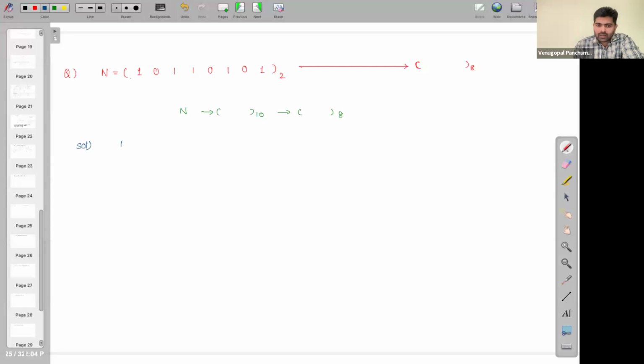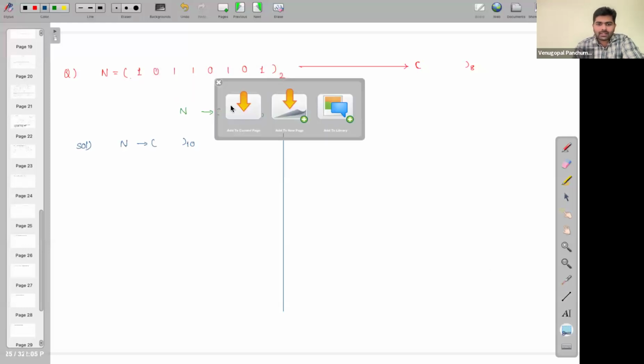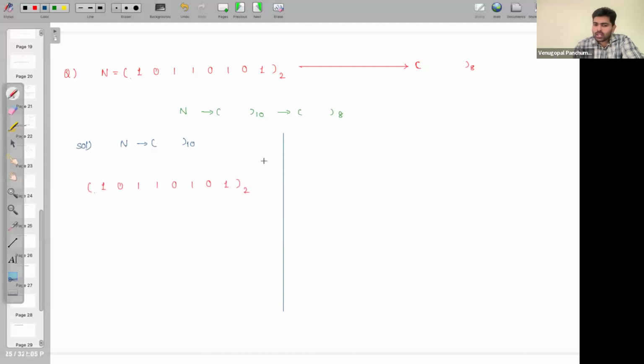Solution. First, I will convert this number n to base 10, and then we will convert that to base 8. Let me take this number as it is. To convert this into base 10, we need to write all the 2 powers from the left side, 2 power 0 like that. I will write those numbers directly: 1, 2, 4, 8, 16, 32, 64, and then 128. Wherever there is 0, you can ignore it, because zeros we won't count anyhow. Wherever it is non-zero, you add them. So that is 128 plus 32 plus 16 plus 4 plus 1.